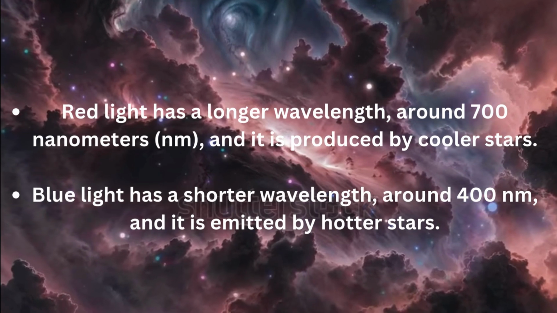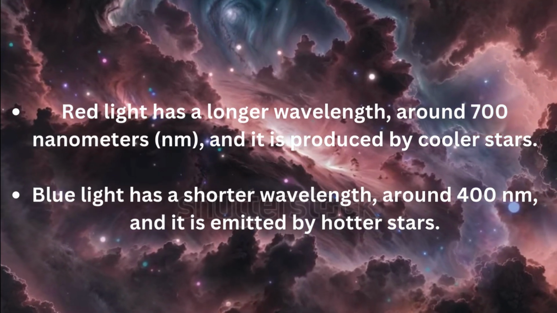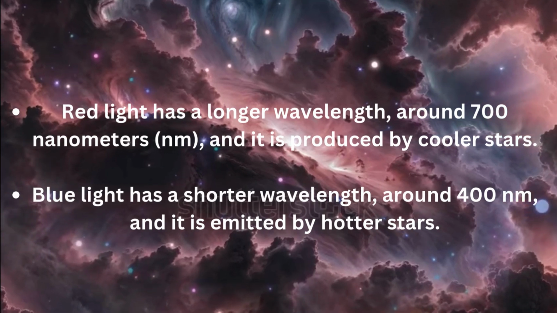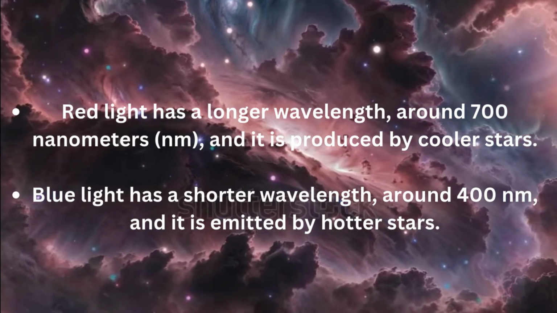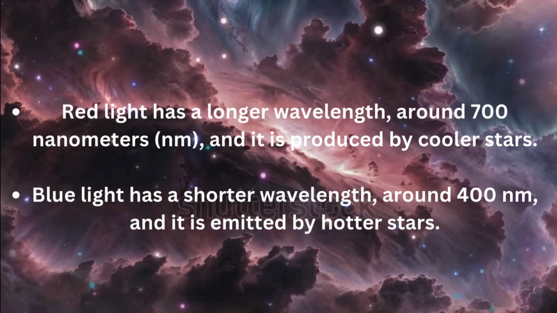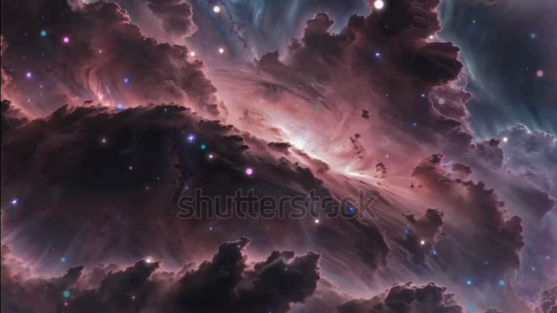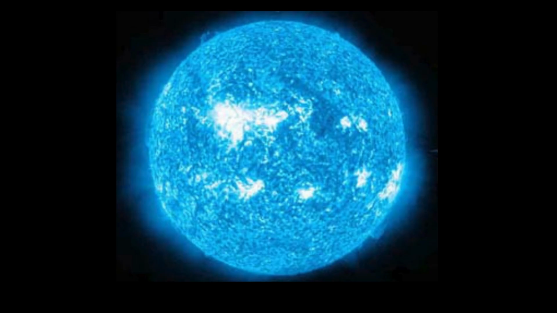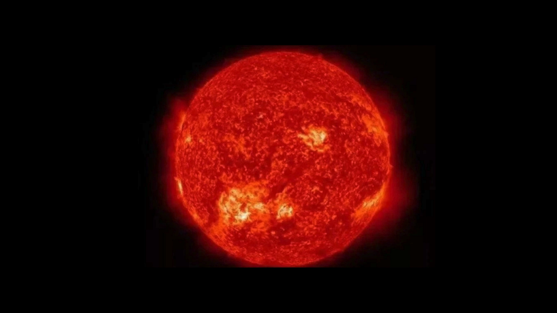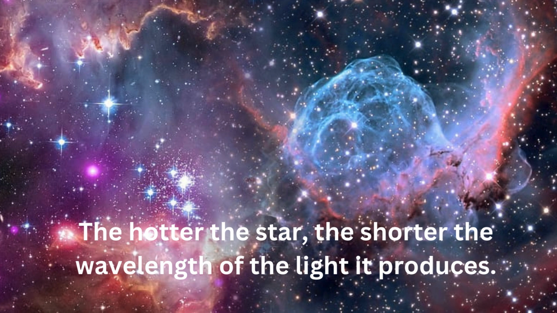Red light has a longer wavelength, around 700 nanometers, and it is produced by cooler stars. Blue light has a shorter wavelength, around 400 nanometers, and is emitted by hotter stars. Stars with high temperature like blue stars emit more short wavelength light, while cool stars like red stars emit longer wavelength light. This difference in wavelength helps us determine how hot a star is. The hotter the star, the shorter the wavelength of the light it produces.